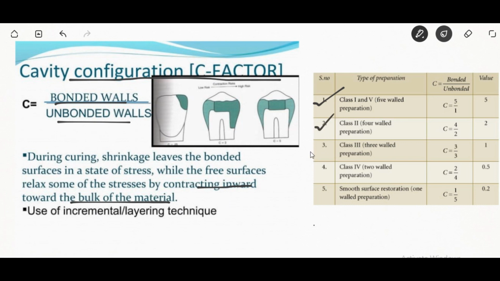For class 1 and class 5, its value is 5. For class 2, it is 2. For class 3, it is 1. In class 4, 0.5, and for smooth surface restoration, it is 0.2. The higher the value of C factor, the greater is the polymerization shrinkage. So you will see that class 1 and class 5 cavities would have the highest polymerization shrinkage.